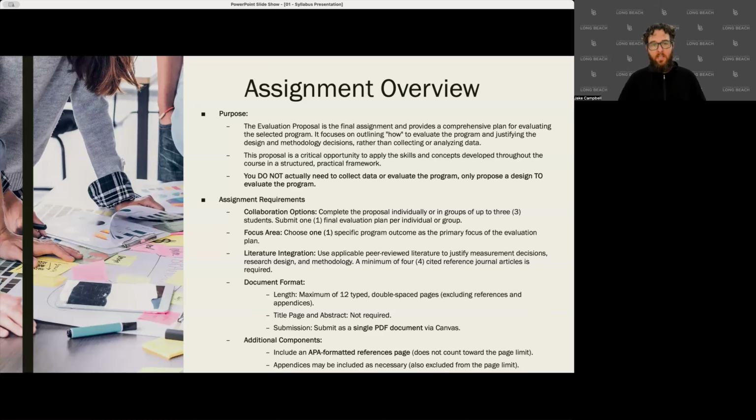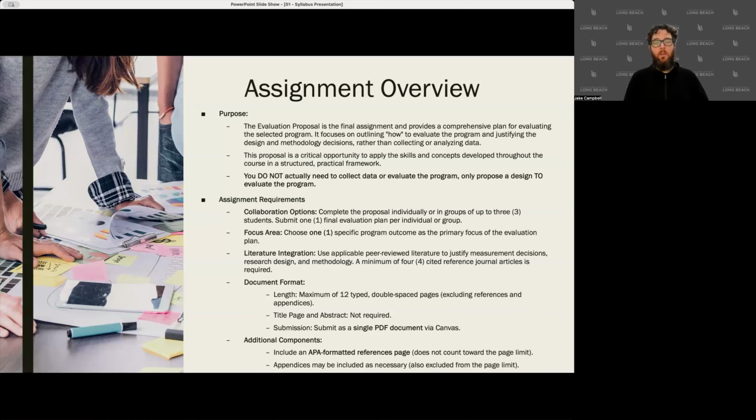So the format, it is going to be a Word document. It should be up to a maximum of 12 typed double-spaced pages. That does not include any appendices or references section. So you should obviously have a references page with 4 APA-cited sources, if not more, if you've used other things like the website that explains what the program is as part of your logic model and so forth.